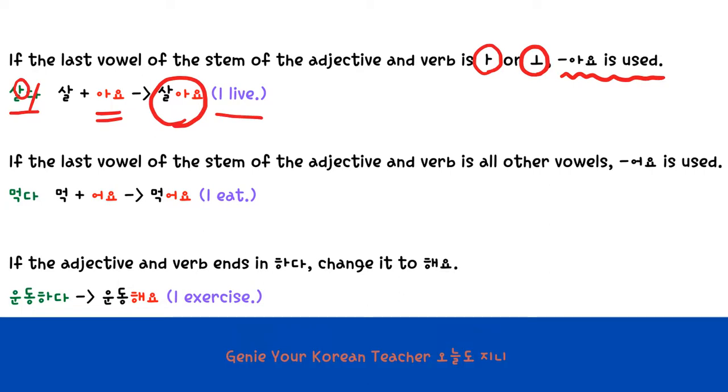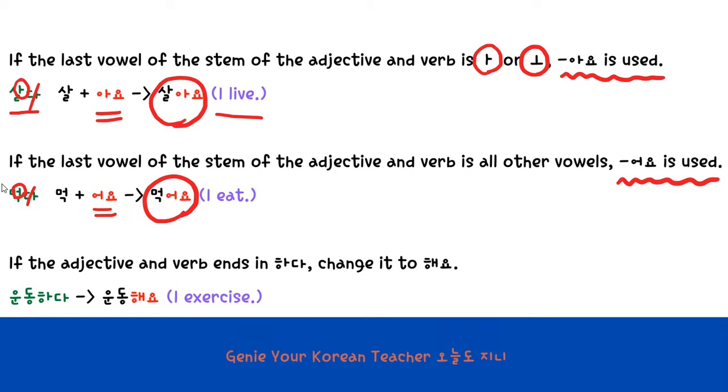살아요. I live. If the last vowel of the stem of the adjective and verb is all other vowels, then 어요 is used. So here, 먹다. Take out 다, and it's other vowels, not ㅏ, not ㅗ. So you have to put 어요. So it becomes 먹어요. I eat.